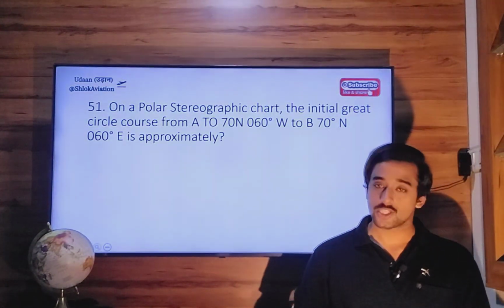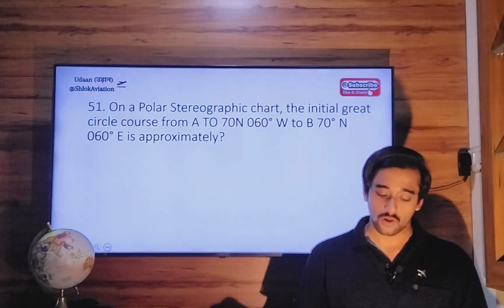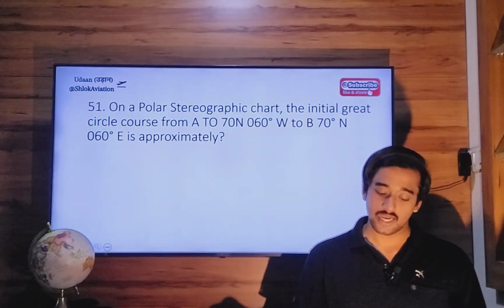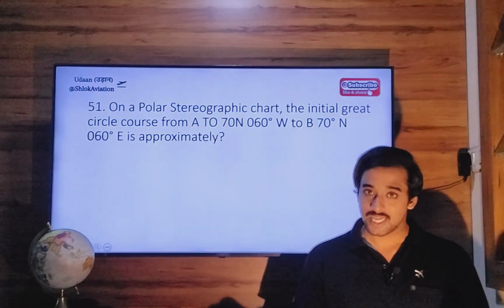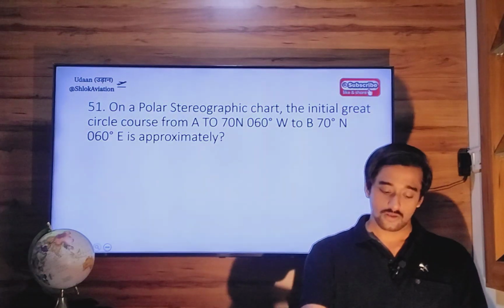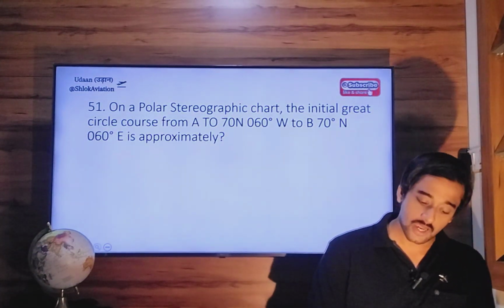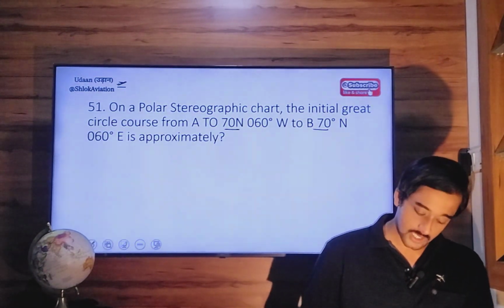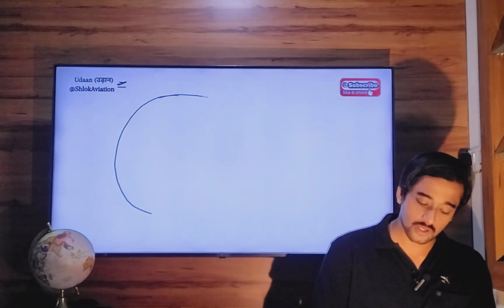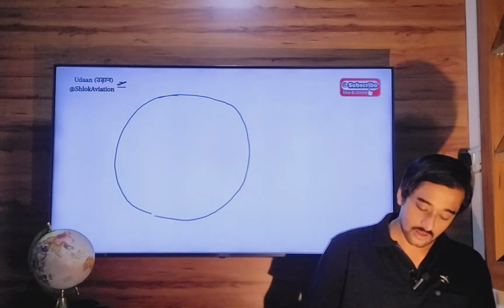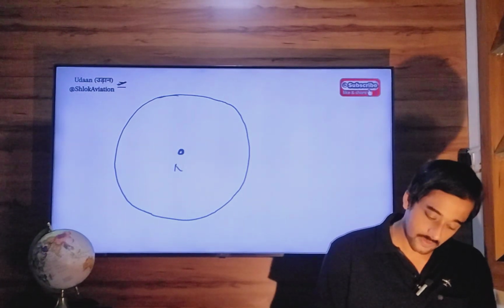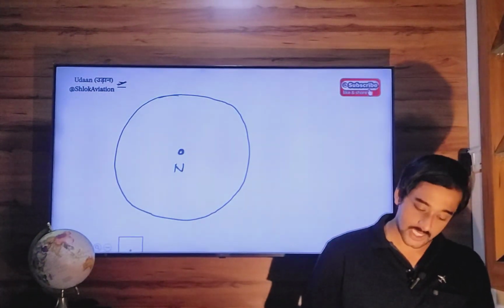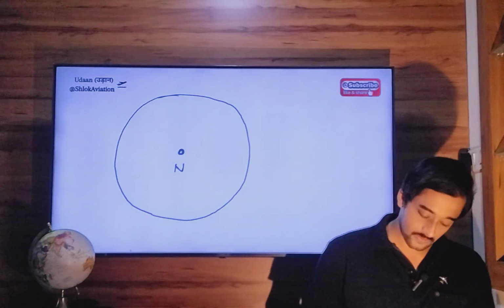On a polar stereographic chart, the initial great circle goes from point A, which is 70° north, 60° west, towards point B, which is 70° north, 60° east, is approximately what? So now we are in the northern hemisphere. So let's draw this representation of the polar stereographic projection with respect to the north pole. So let's say this is your north pole. Both are located on the same latitude, 70.